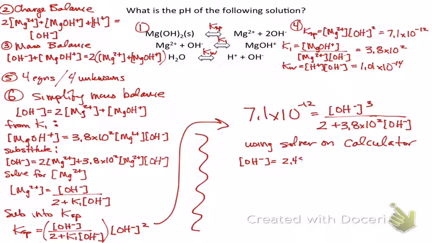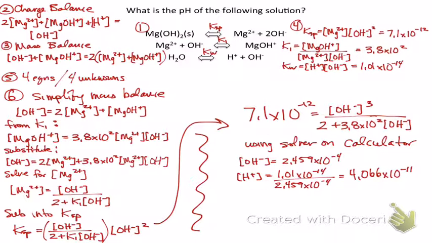And in the end, I solve it. I find that OH minus concentration is equal to 2.459 times 10 to the negative fourth. This means that H plus is equal to 1.01 times 10 to the negative 14th over that value, which gives me an H plus ion concentration of 4.066 times 10 to the negative 11th. And then I can take pH, which is equal to the negative log of that value, and that is equal to 10.4.